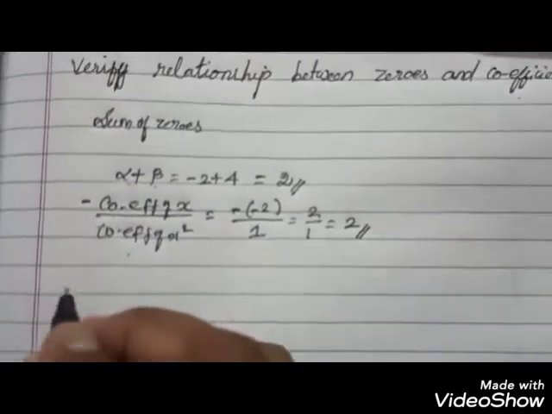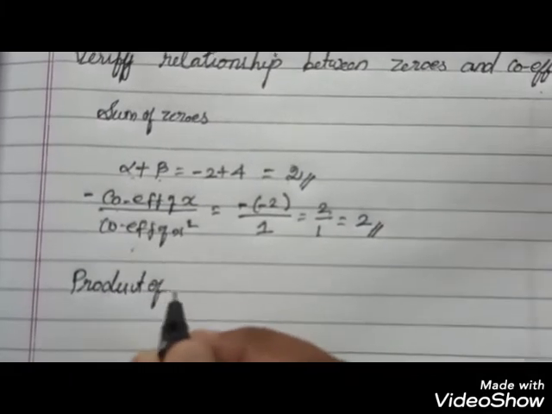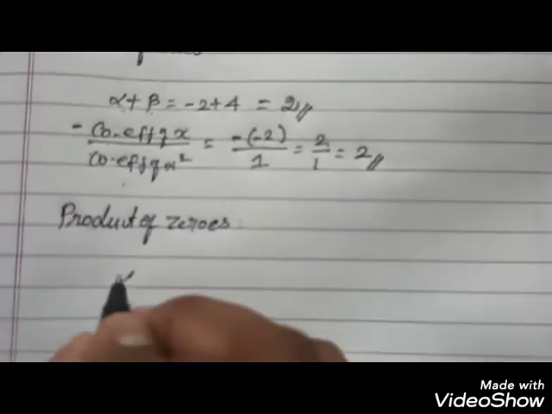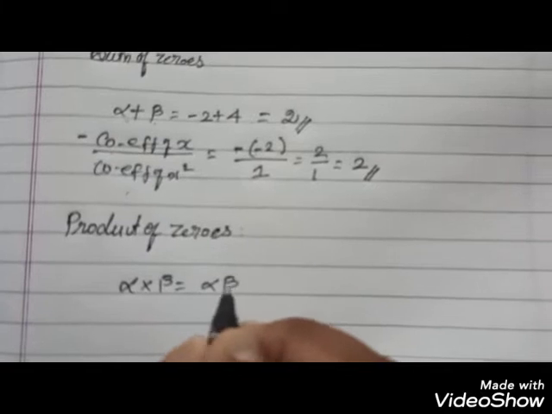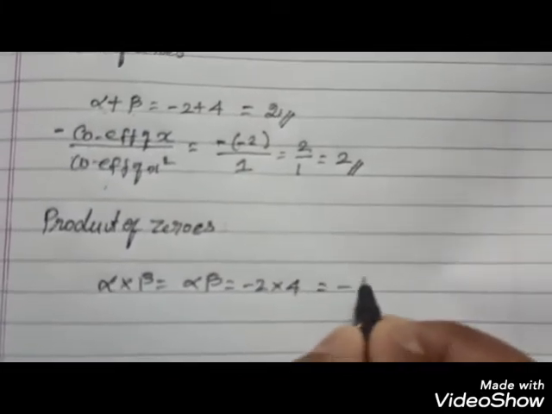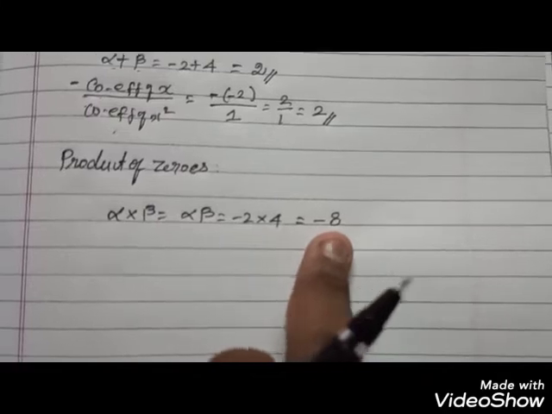The same way, product of zeros. Product of zeros, alpha into beta, that should be alpha beta. Minus 2 into 4, you get minus 8. So this is by using zeros. The product of zeros is minus 8.